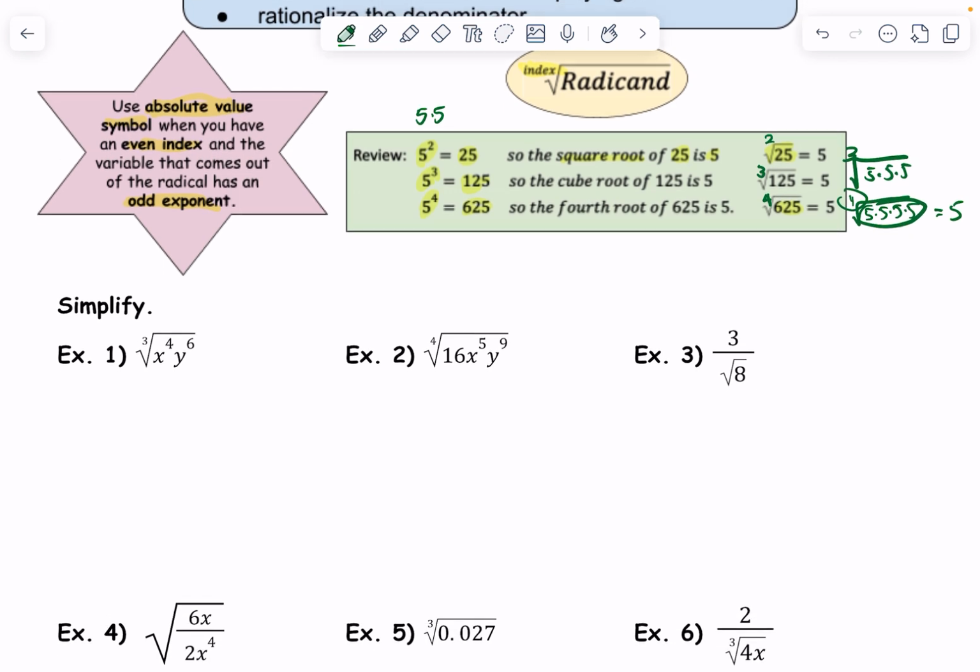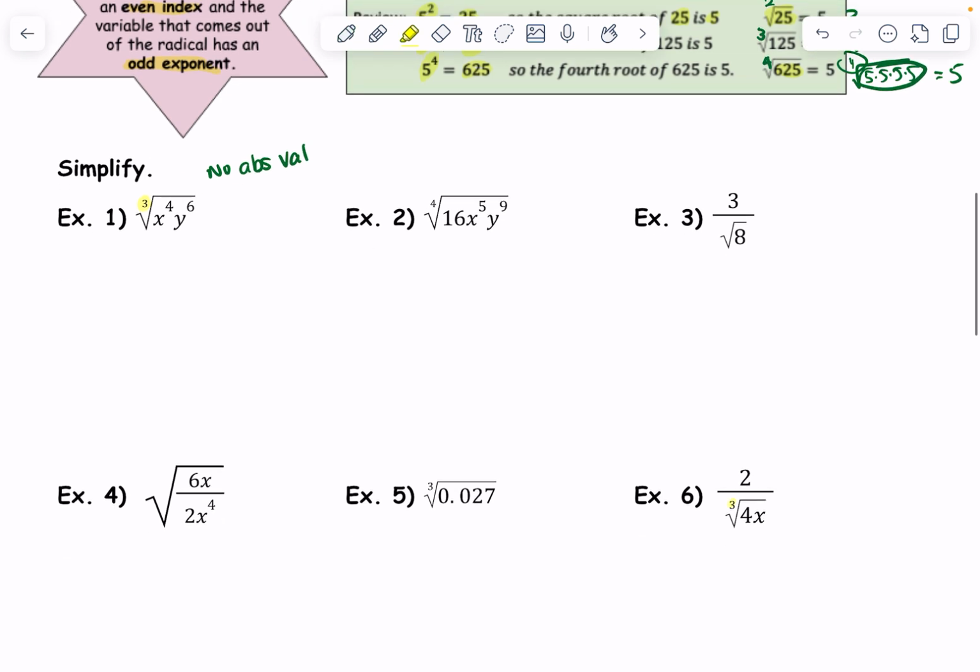But when we're talking in this green box, we don't have any variables, right? So we just have to be more mindful, like it says in the red star, that we're looking for an even index and taking an odd thing out. If we look through our examples, this one has an odd index, so no absolute value. This one has an odd index, no absolute value. This one has an odd index, no absolute value.